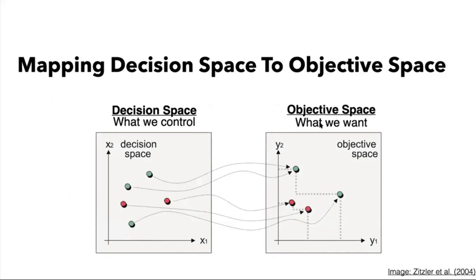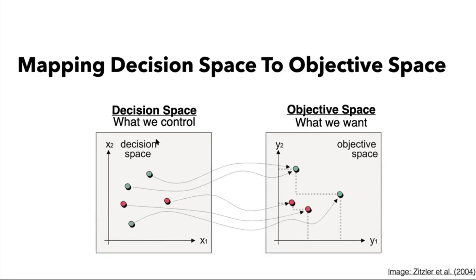So objective space is what I've been describing so far. That's what we're actually interested in. That's what we want from our system. You can imagine that being the quality, or the price of the project, whereas decision space is what we actually have control over.